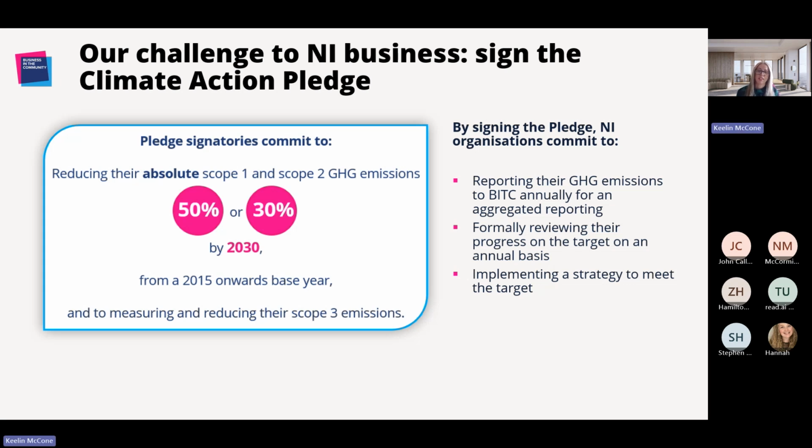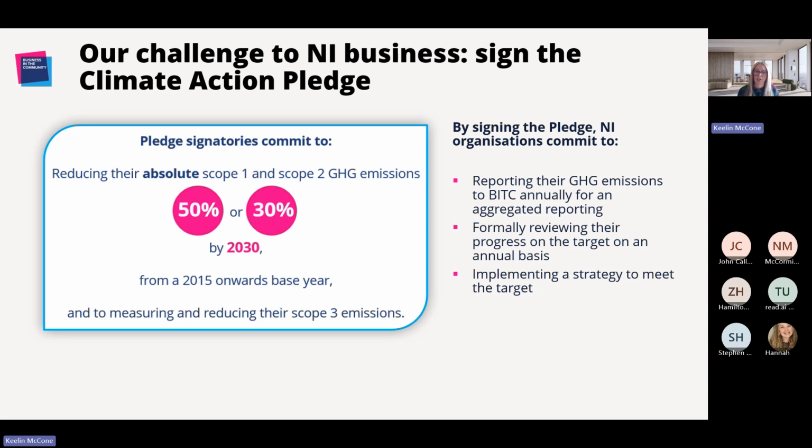When I mention targets here, I'm referring to what you can see on your screen on the left. The pledge involves a commitment to reduce your absolute Scope 1 and 2 greenhouse gas emissions by either 30% or 50% by 2030. It also includes a commitment to begin measuring and reducing your Scope 3 emissions. These reductions are measured against a baseline year, which can be any year from 2015 onwards.